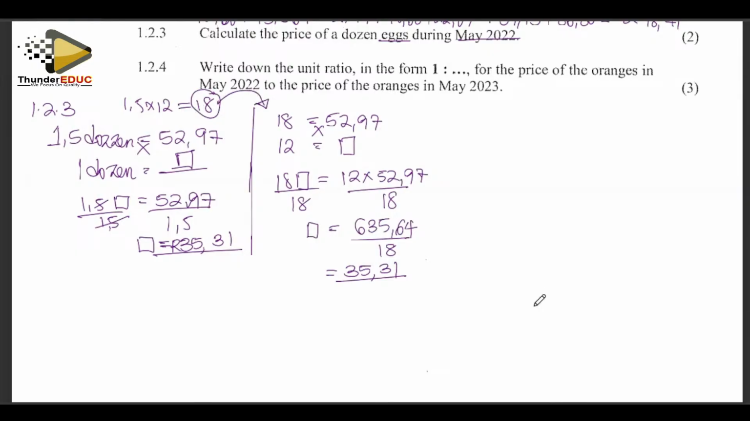All right, we'll continue to question number 1.2.4. This was this much. Okay, this is what we are doing. Let me do 1.2.4 here. Write down the unit ratio. I've already told you, unit ratio should start with 1:, a given number. So write down the unit ratio, the price of oranges in May 2022 to the price of oranges in May 2023. So I would like to keep the order 2022 versus 2023. What was the price in 2022? What was the price in 2023?